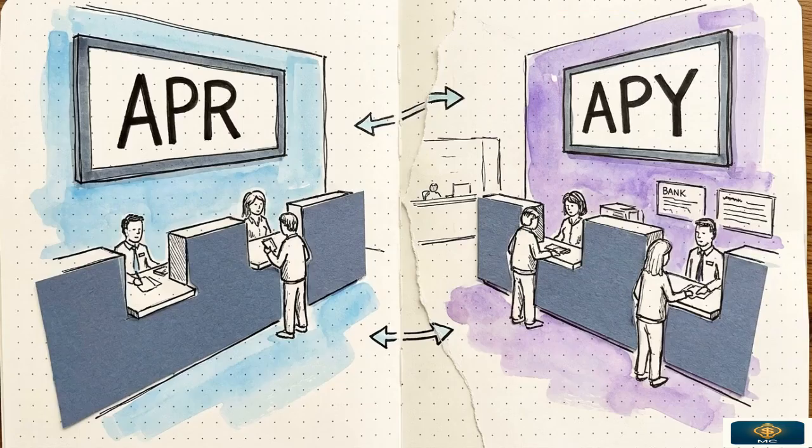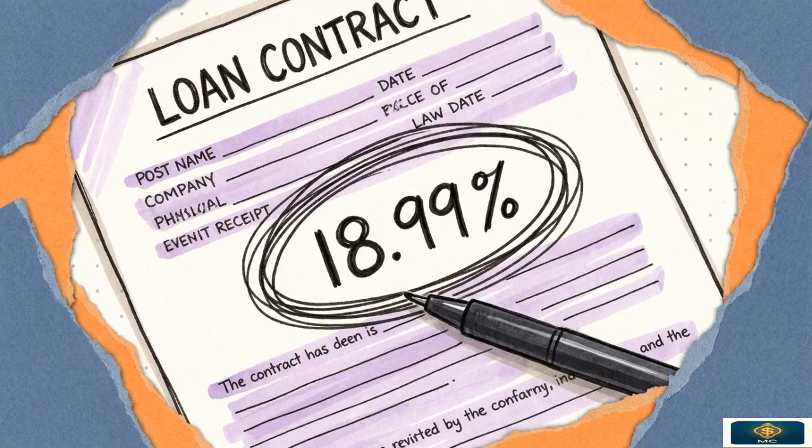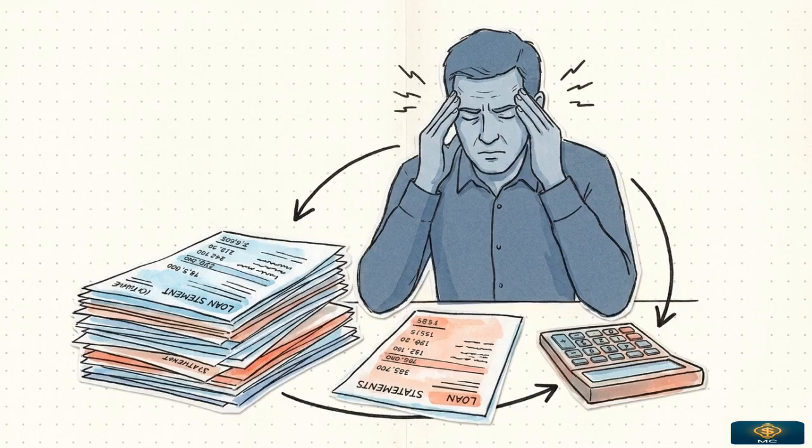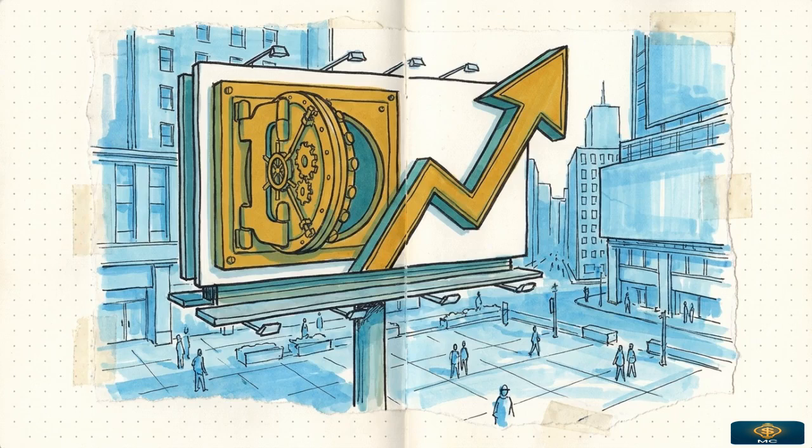Banks translate this math into 2 specific acronyms, APR and APY, and they apply them strategically based on whether you owe them money or they owe you. When you take out a loan, the bank quotes you an APR, or annual percentage rate. This number represents your borrowing cost, but it usually excludes the effects of compounding, making the loan look cheaper than it actually is. When you open a savings account, banks advertise the APY, the annual percentage yield.